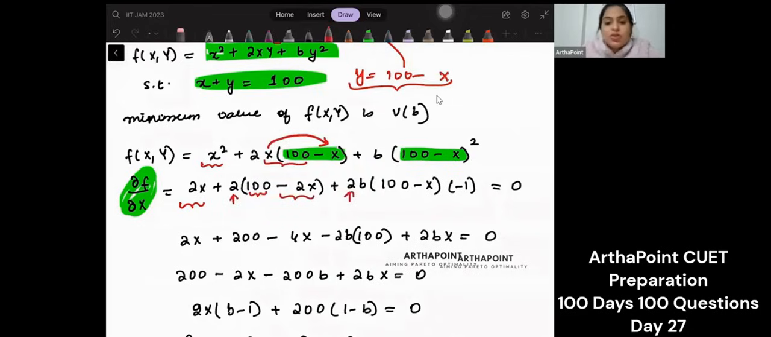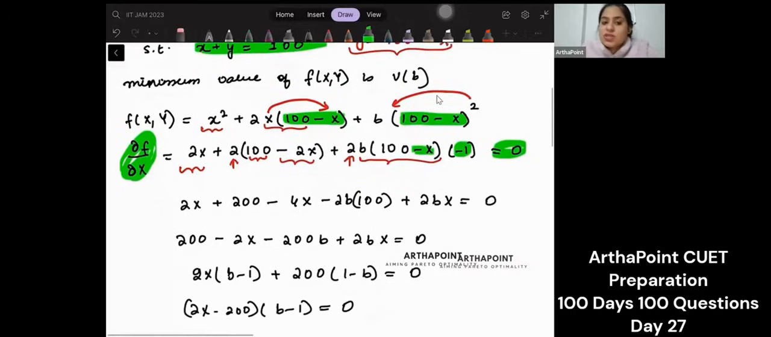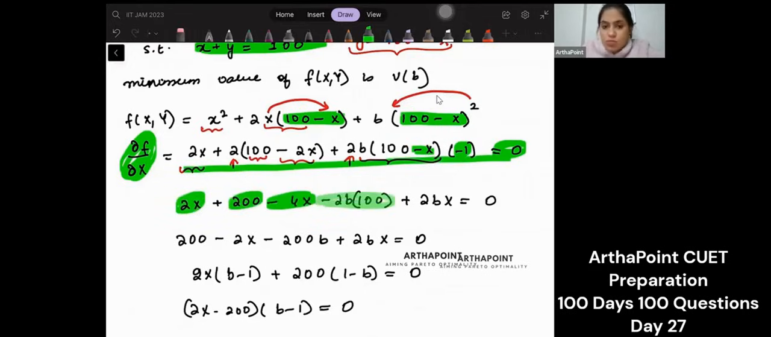This 2 will remain as it is. Plus, I will use the chain rule here. So 2 will come down, so 2b into 100 minus x, and differentiation of minus x will be minus 1. And you will get it equal to 0. So when you differentiate this with respect to x, this is what you will get. You can just go ahead and open this up. You will get 2x plus 200 minus 4x minus 2b into 100 plus 2bx equal to 0.